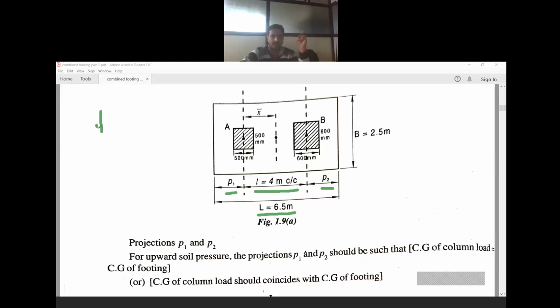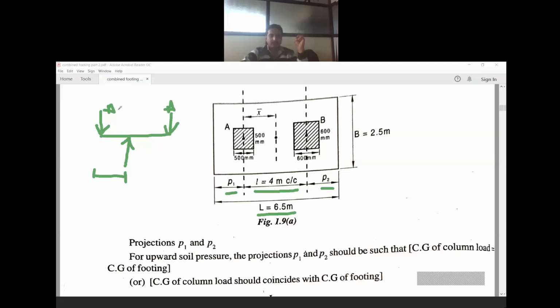See here, we have two column loads. When we have two column loads, resulting from these two column loads, we will be having a resulting force. If the loads are the same, then the resultant will be exactly at the center. So it would be exactly at the center.